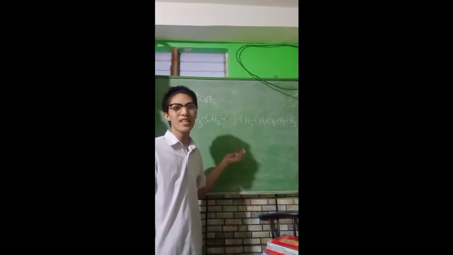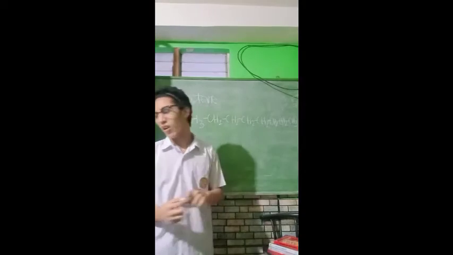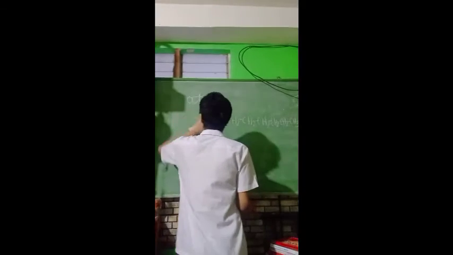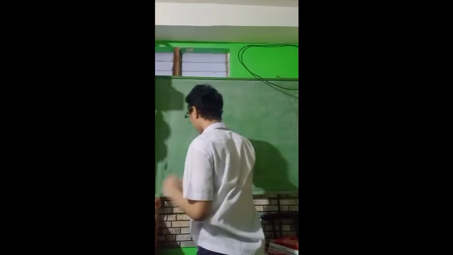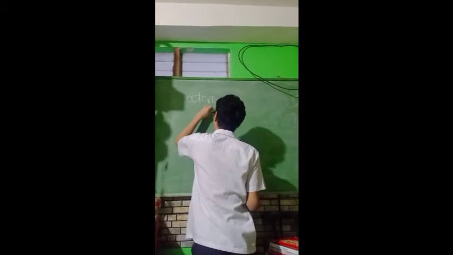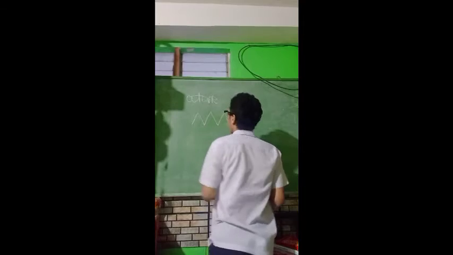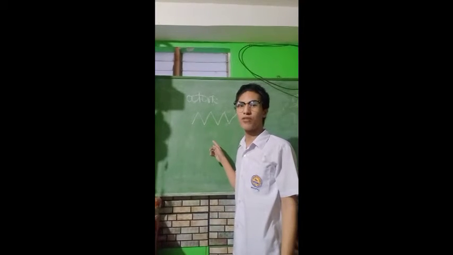This is the condensed form of octane. Now let's move on to the line angle structure of octane. This is the line angle structure of octane. Now let us move on to example number 2.